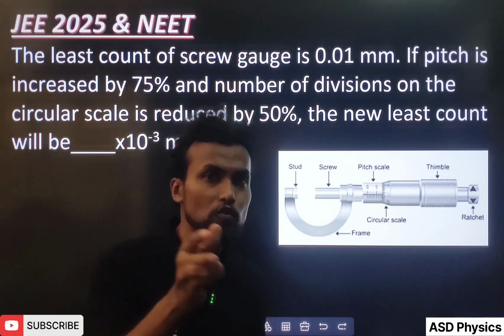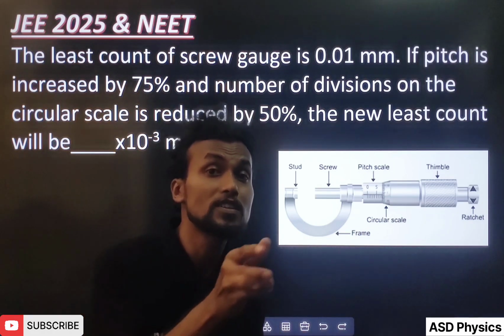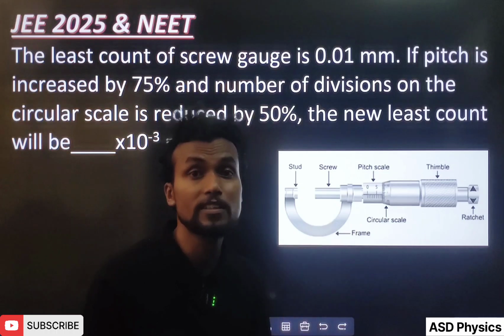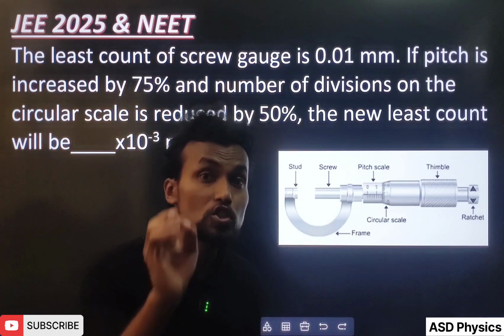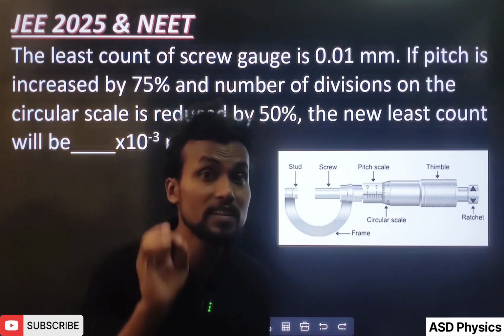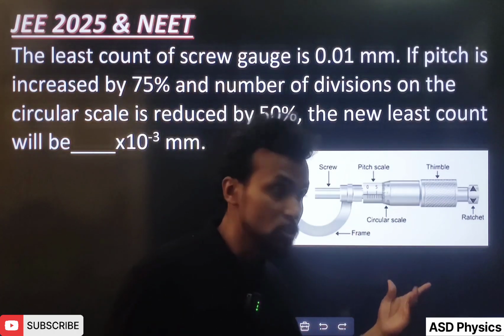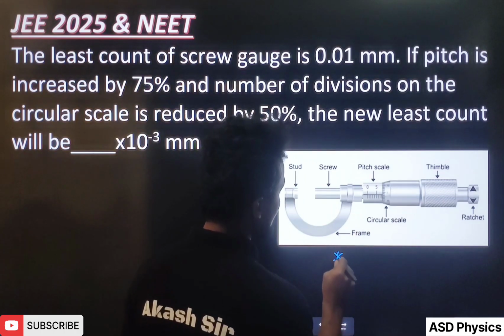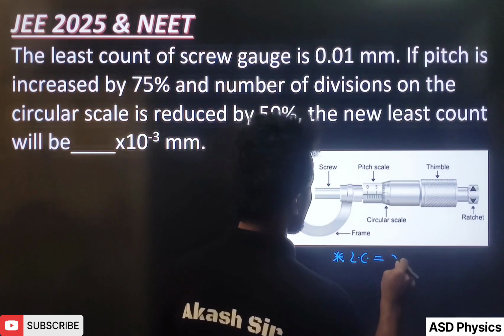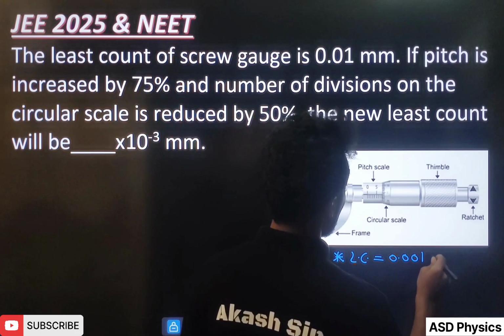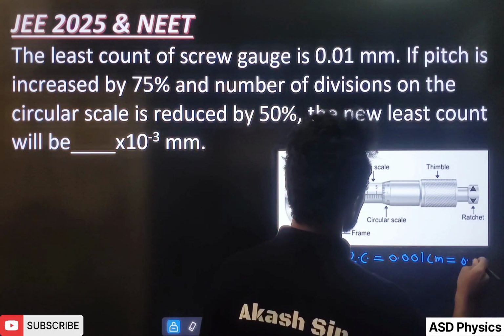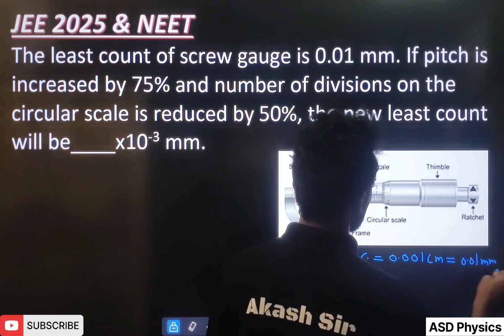Normal scale is 0.1 centimeter, vernier scale is 0.01 centimeter, and for this one it is 0.001 centimeter, or we can even say 0.01 millimeter. Don't be confused. I am telling you the least count by default, otherwise the situation changes. 0.001 centimeter, or 0.01 millimeter.